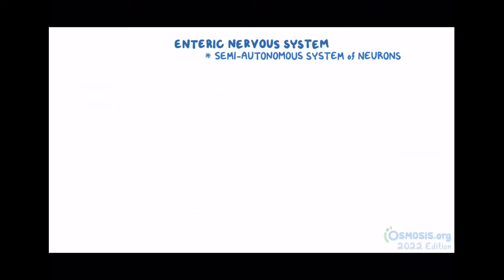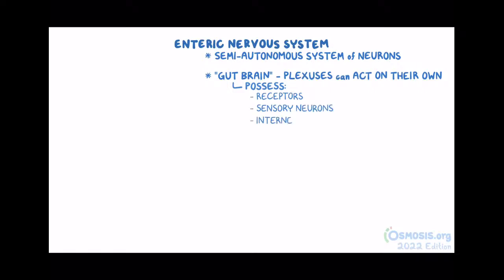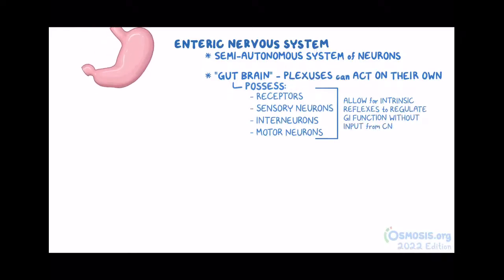Now, the enteric nervous system is nicknamed the gut brain because these nerve plexuses can actually act completely on their own, as they possess receptors, sensory neurons, interneurons, and motor neurons, allowing for intrinsic reflexes to regulate GI function without any input from the CNS.